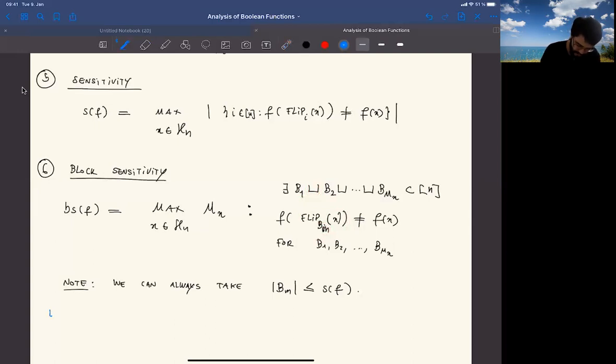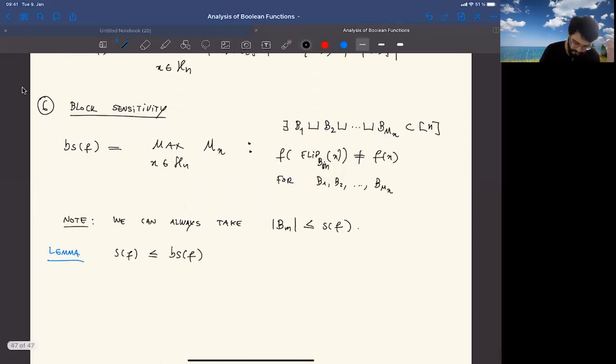And then lemma. Sensitivity is always less or equal than block sensitivity. Proof. So in the case of the blocks, let me see. Yeah, this is sort of obvious. I won't even write the proof. Because, so you're taking worst case scenario here. So if I present one scenario, then the block sensitivity will have to be bigger than that scenario.